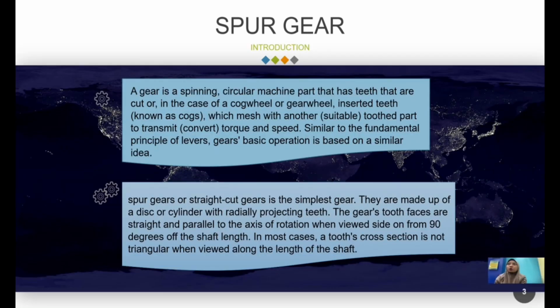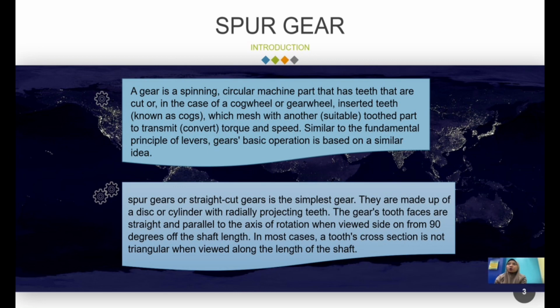Introduction. A gear is a spinning circular machine part. It has teeth cut into it, in the case of a cogwheel or gear wheel, or inserted teeth known as cogs, which mesh with another suitable toothed part to transmit torque and speed. Similar to the fundamental principle of the lever, gear basic operation is based on a similar idea. And the spur gear, which we also call a straight cut gear, is the simplest gear.